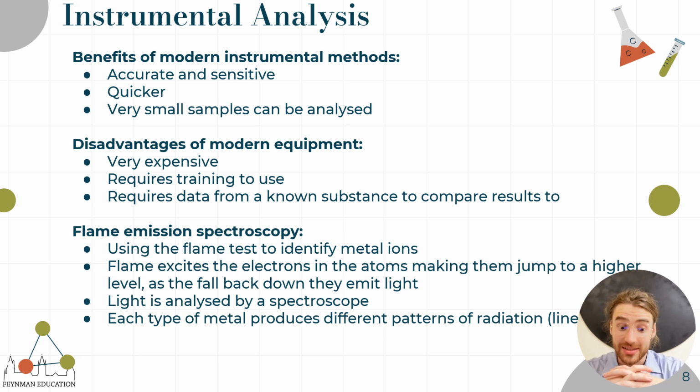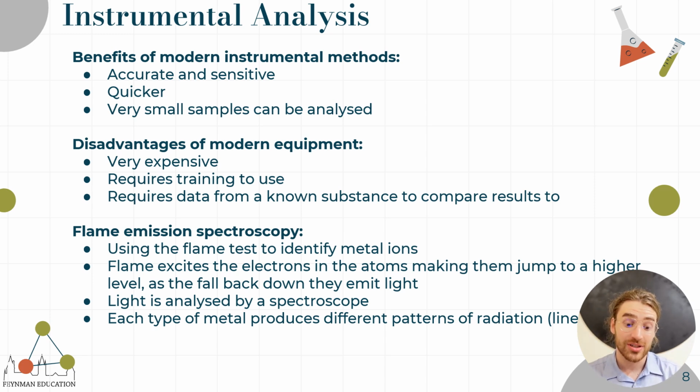Some of the disadvantages of the modern equipment though is that it's very expensive. It requires training to use, so not anyone can use it. We can do a lot of these experiments in school, but if we use the equipment, we're going to need training to do it, and very expensive equipment at that. It also requires data from a known substance to compare its results to. If we don't have that data, the machine won't know, but we will. So there are advantages and disadvantages, pros and cons to it.